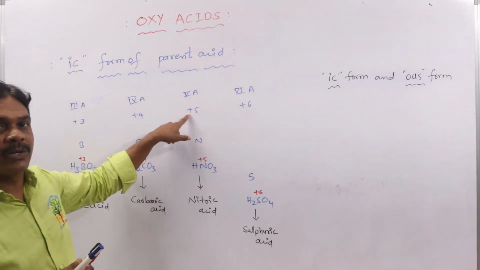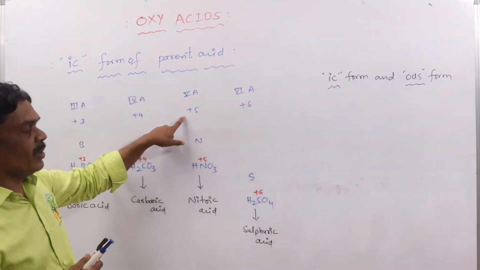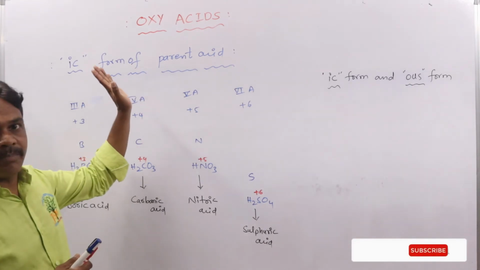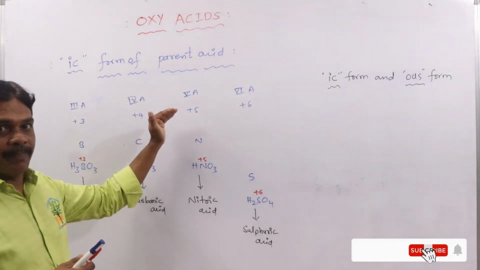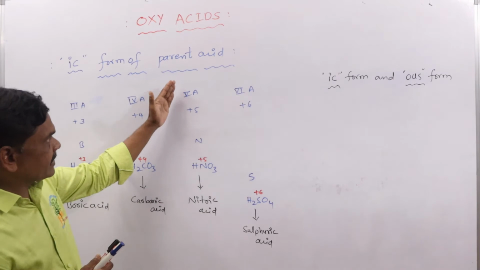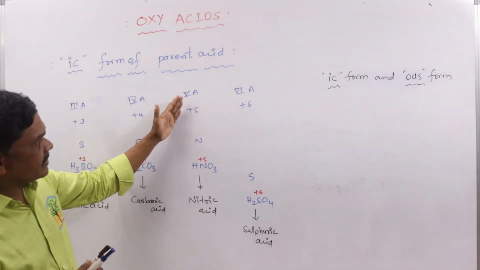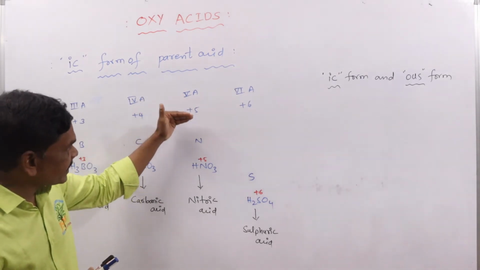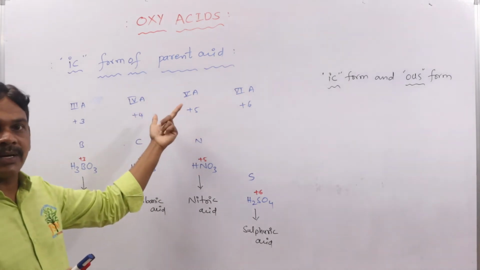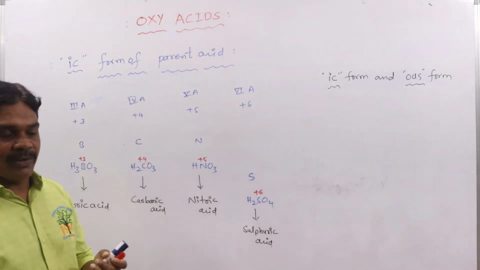So like this, if any acid contains a central element whose oxidation state is equal to the highest oxidation state with respect to group number, that is known as the ic form of the parent acid. If it is less than this, for example, for fifth A group the highest oxidation number is +5, if it is less than 5, that form is known as the az form.